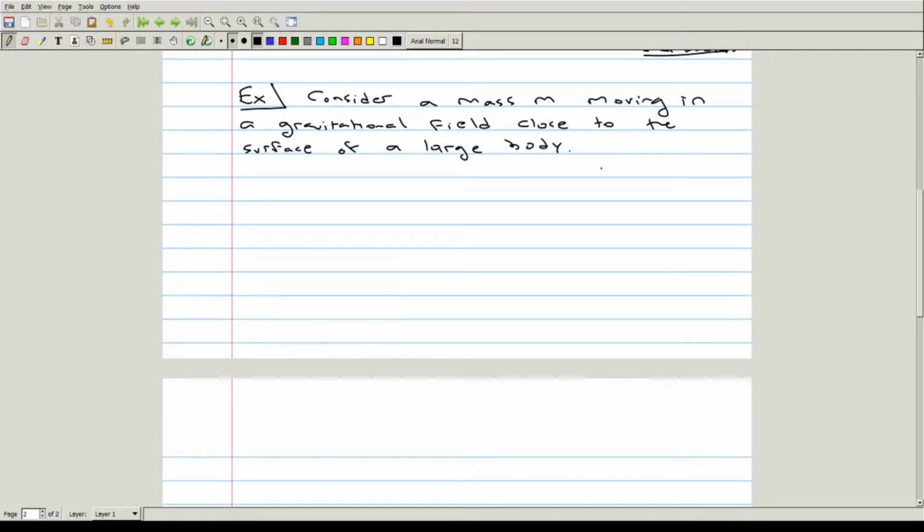And for a mass moving in this situation, we know that the force on the mass, if we orient ourselves with respect to the ground being at the bottom of our coordinate system, z equals 0, is just going to be pointing downwards, and it'll be of magnitude negative mg, where m is the mass of the body and g is the gravitational constant.